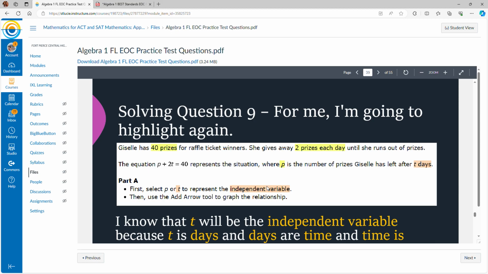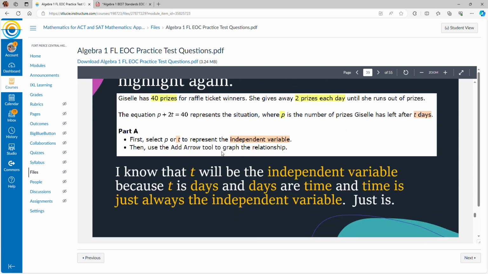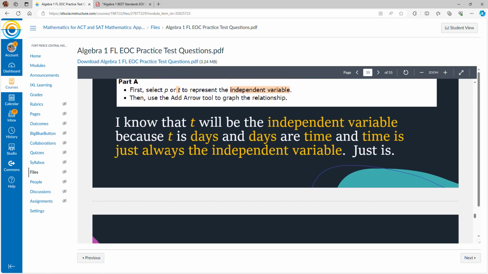And for me, I know that T will be the independent variable because T is days and days are time. And time is just always the independent variable. It just is. That's been a hard rule in graphing since you were a 5th grader. I know that because I taught 5th grade. I know. Love saying that all the time. So my independent variable is T. And then I can graph the situation.